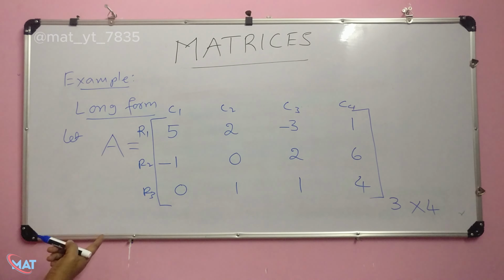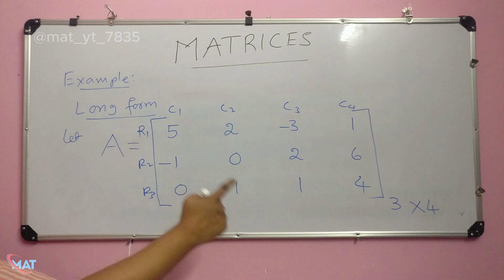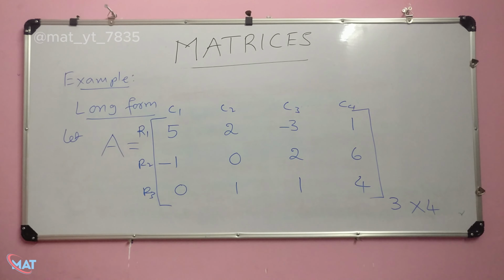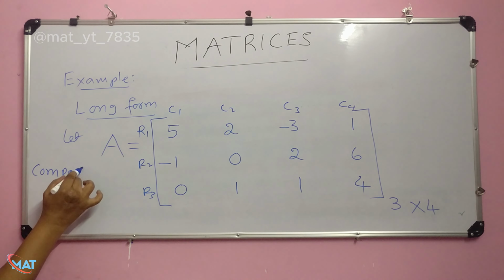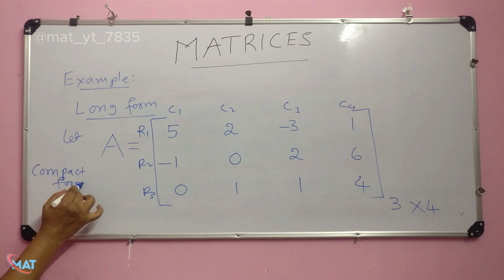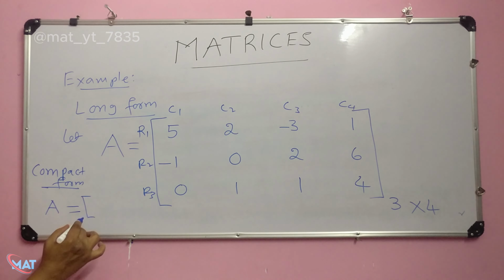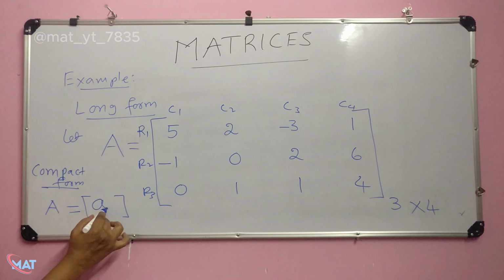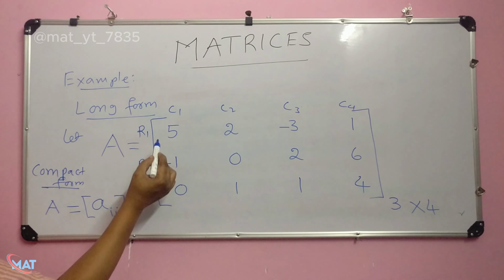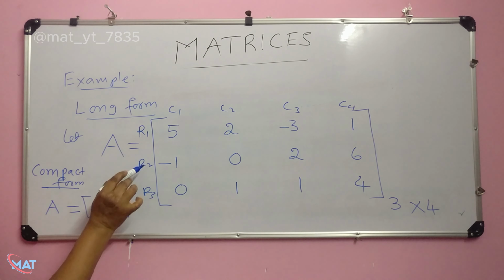How do you show this in compact form? Long form, this is one. Compact form, I'll show below that. Same thing, we write capital A is equal to square bracket. We take small a, i, j. Here, how many rows are there? Rows 3 are there. So the row numbers are 1, 2, 3.